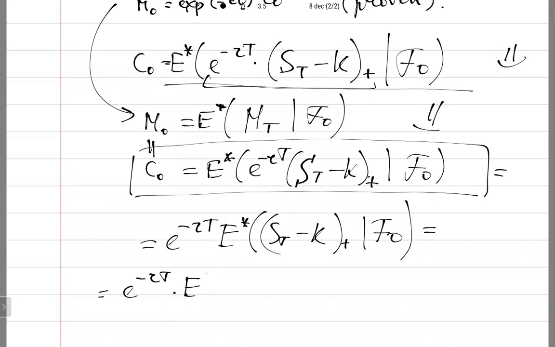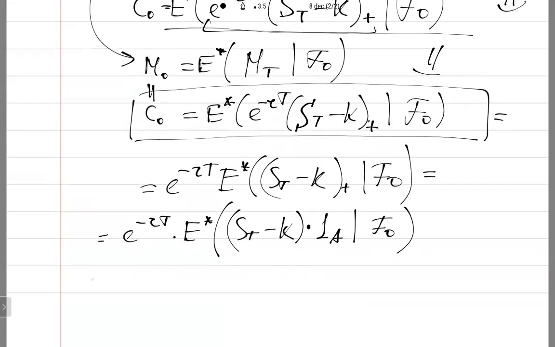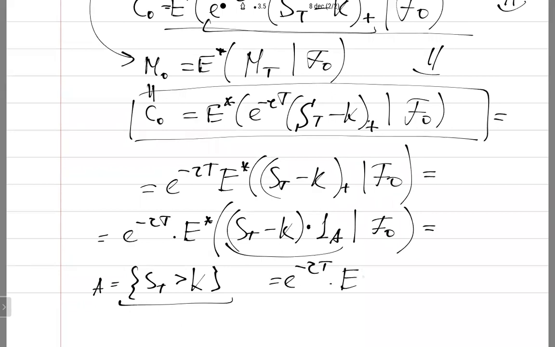exp(-rT) times the risk-neutral expected value of (S_T - K) multiplied by the indicator of A, where A is the event that S_T is greater than K. So if the price of a share is high, I get a positive option value at final time T. If the price of a share is less than K, then I get zero profit at the final moment of time T. So it's exp(-rT) times the expected value of S_T times the indicator of A minus K times the indicator of A, given F0.